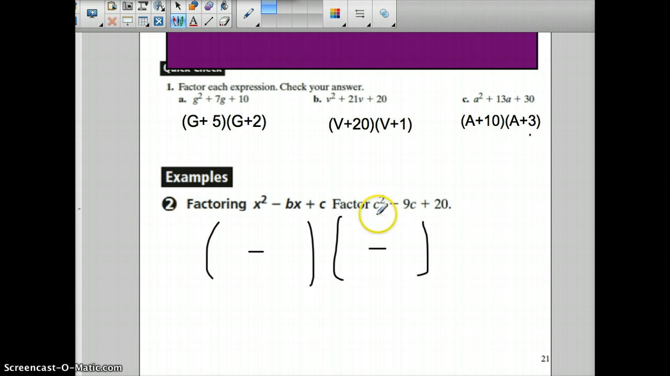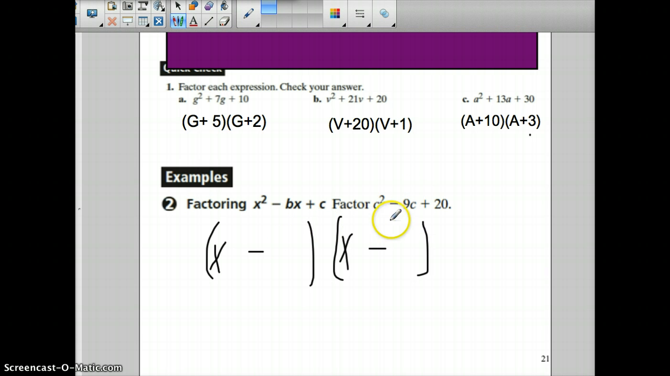Our first term is still x squared, so I'm changing those to x's, and these are both x to the first. And then we have to ask ourselves, what numbers multiplied together give us 20? We know that they're both going to be negative numbers, so a negative times a negative is still going to give us a positive 20. And when their outers and inners are combined, you'll make the negative 9 here.